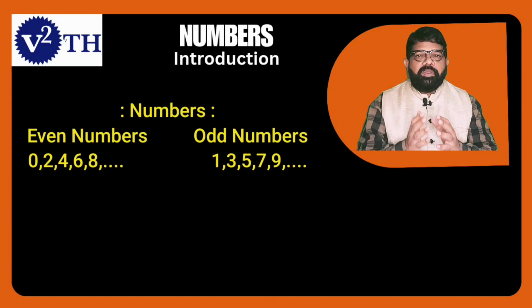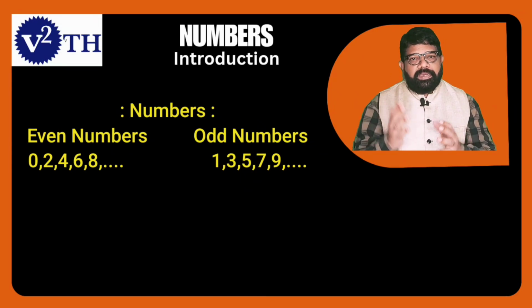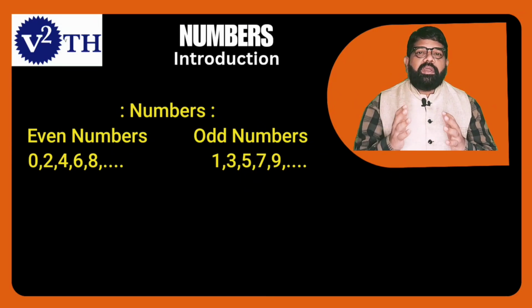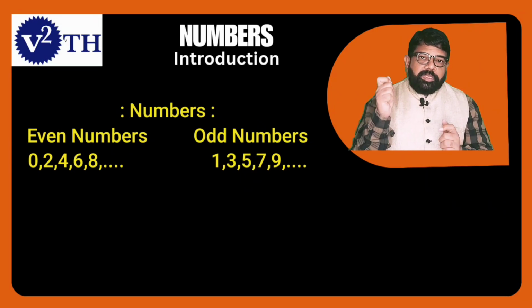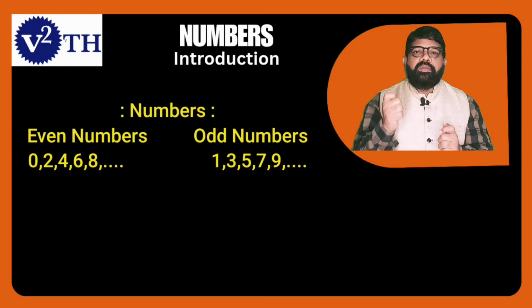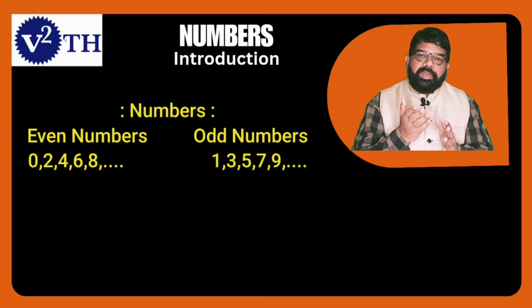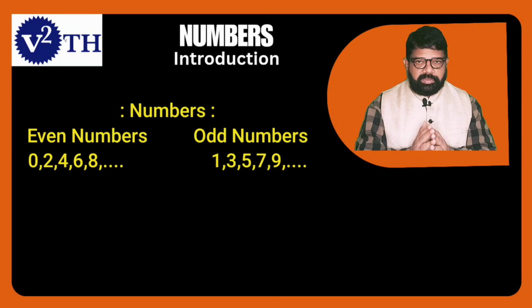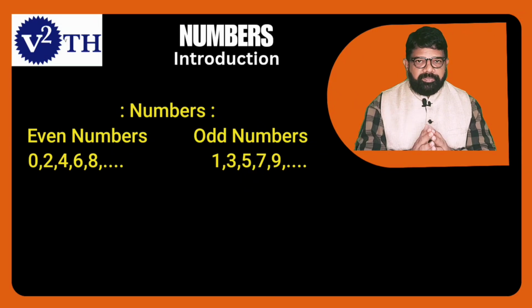If the units place value of a given number is any one of these, either 0, 2, 4, 6, 8, we say that the number is an even number. Simply by observing the units place value, if it is any one of 0, 2, 4, 6, 8, we say those numbers are even numbers. By dividing those numbers by 2 we also get the remainder 0. But without doing division, we can say by observing the units place value.